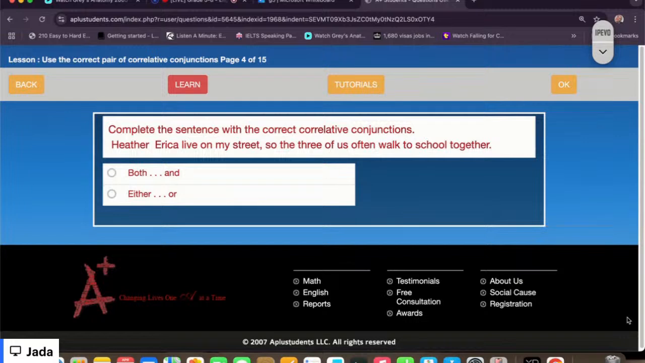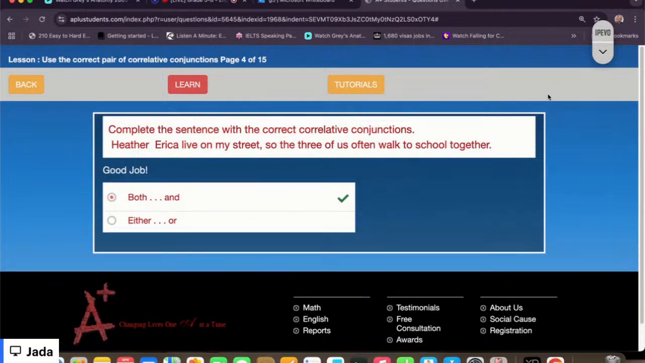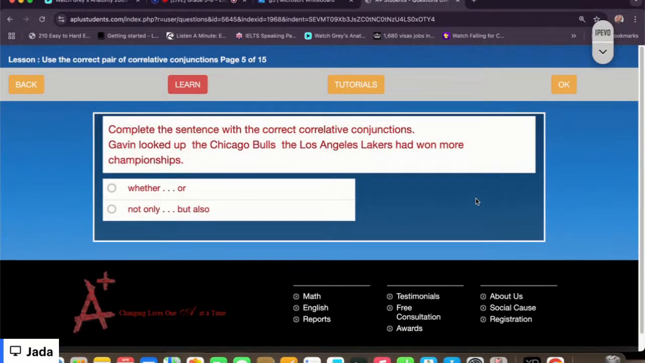So what's this one now? So both Heather and Erica live on my street.